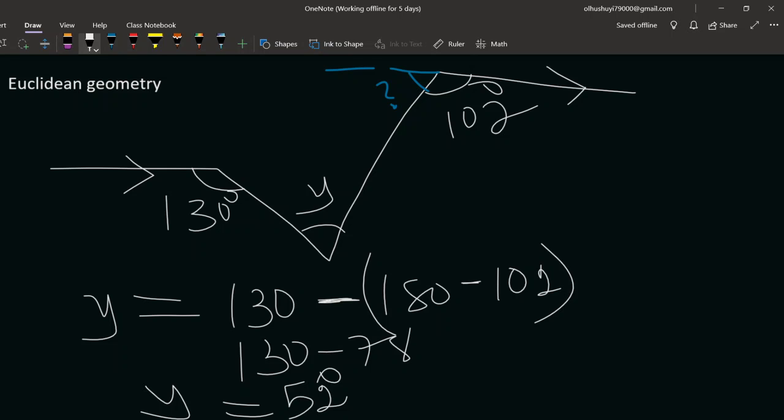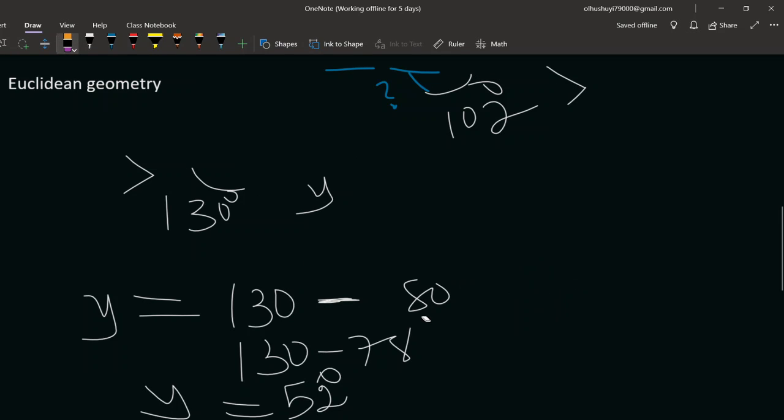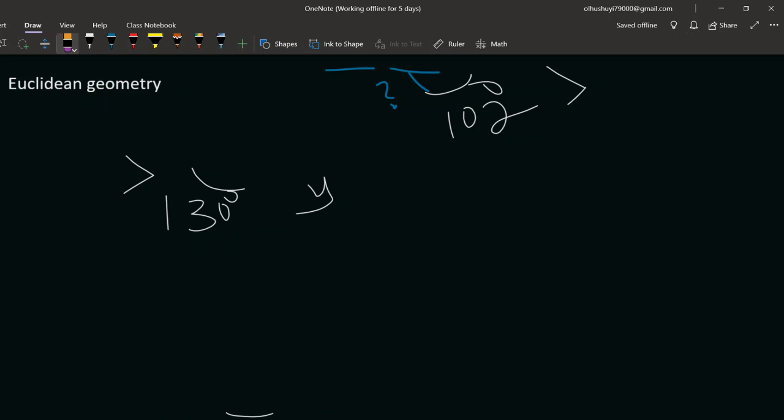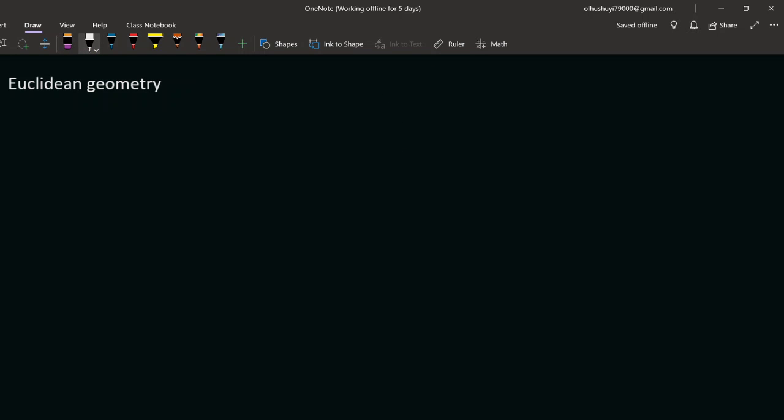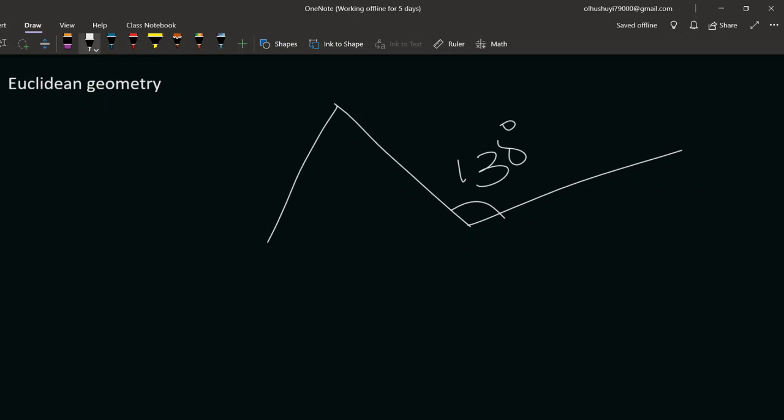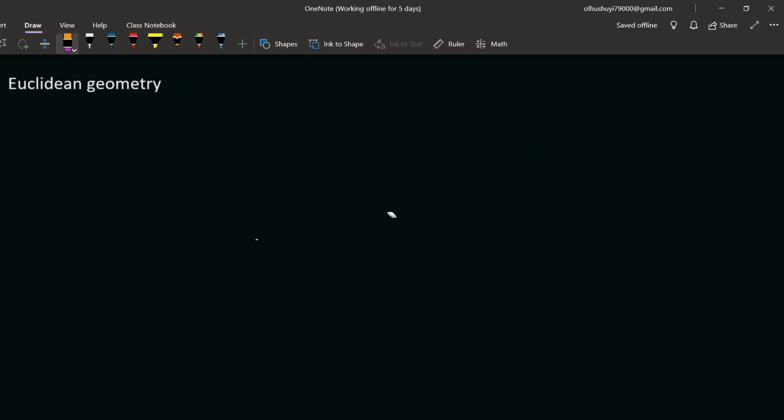The same thing will go for if you have something like this. You can try this. I'm not going to solve it. Try this, the same approach. If you try this, you have this is 130, this is 102, and this is, let's say, F. I'm looking for F. Use the same approach, you get your final answer. Solve that.